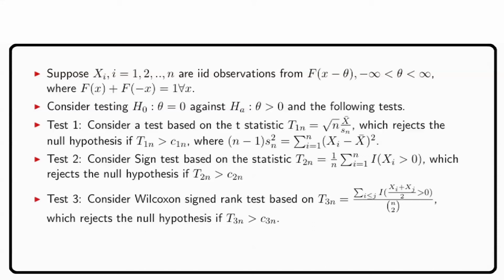And we have another test which is called the sign test. The test statistic is defined by T2n equal to 1 by n summation I of Xi greater than 0, where I is the indicator function, and the test rejects H naught against HA if T2n is greater than C2n. Next we get test 3, which is the Wilcoxon signed rank test, and that is based on the statistic T3n equal to summation over i less than or equal to j of I of (Xi plus Xj) divided by 2 greater than 0, divided by n choose 2, which rejects the null hypothesis if T3n is greater than C3n.